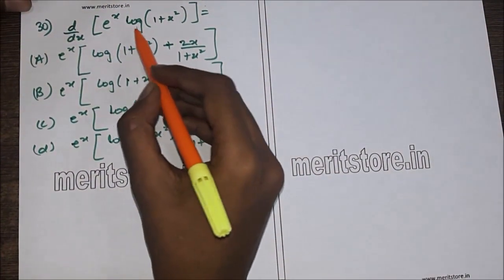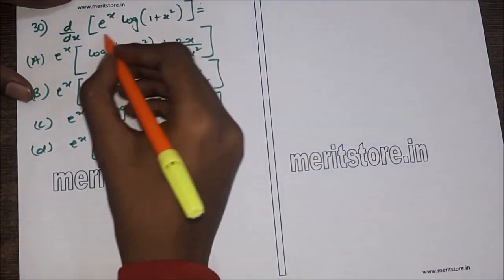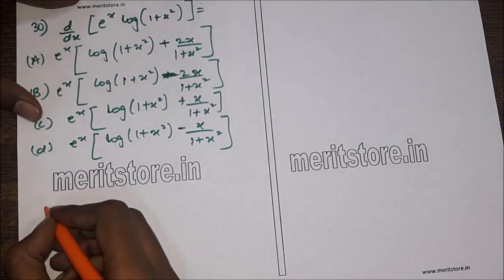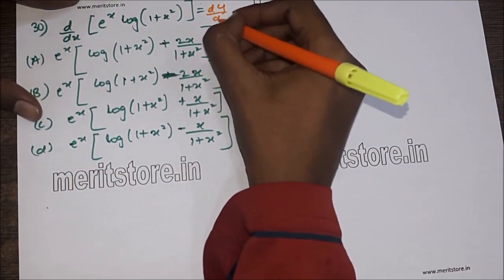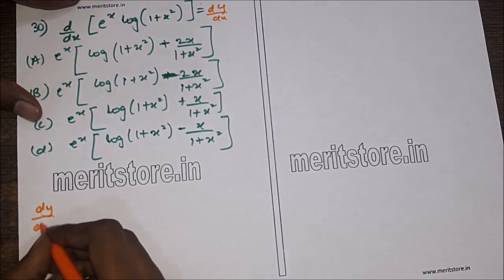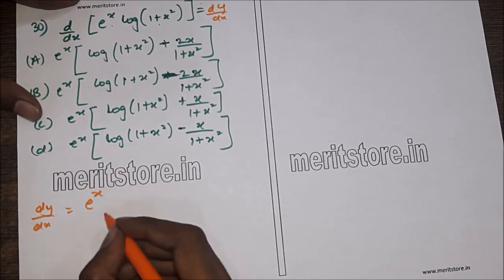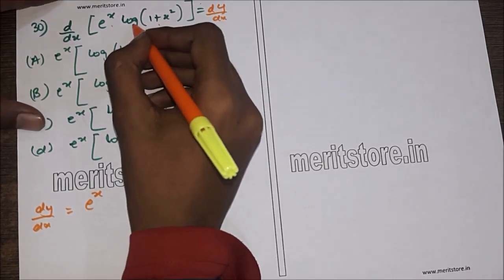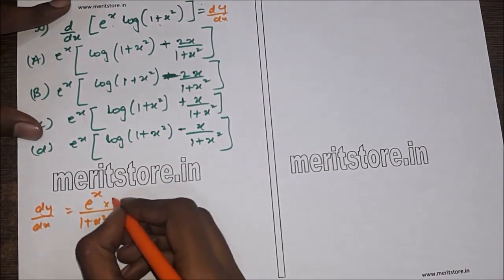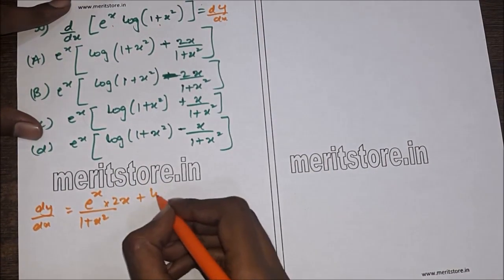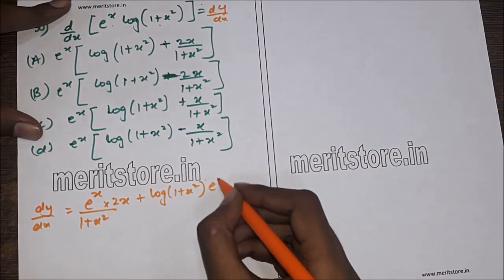Derivative of e raised to x into log of 1 plus x square is, these are the options. So this is in the form of u into v. So let this be y. So dy by dx is u into derivative of v, that is e raised to x into derivative of log of 1 plus x square, which is 1 upon 1 plus x square into derivative of x square, that is 2x, plus v into derivative of u, that is log of 1 plus x square into derivative of e raised to x, which is e raised to x.